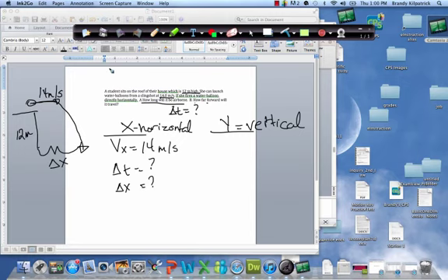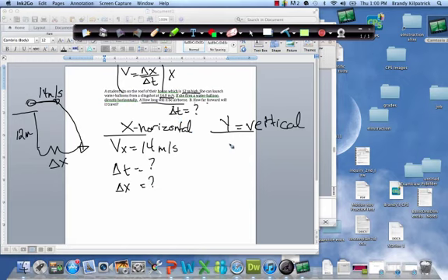In the x direction I can only use this equation. That's the only equation I can use for x. So I only have 3 variables: velocity, time, and displacement. I do not have enough information right now to solve for time or displacement because I only have my velocity. So let's go ahead and look at y.